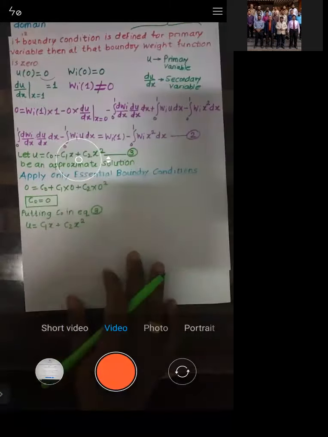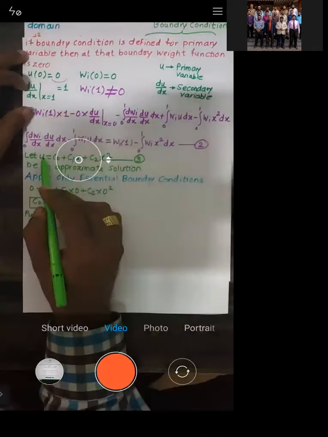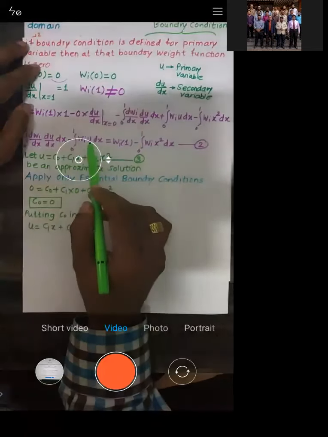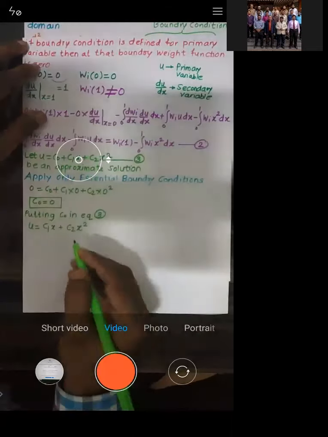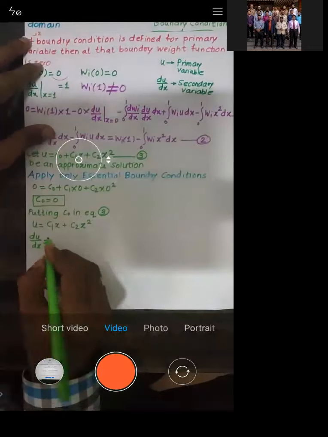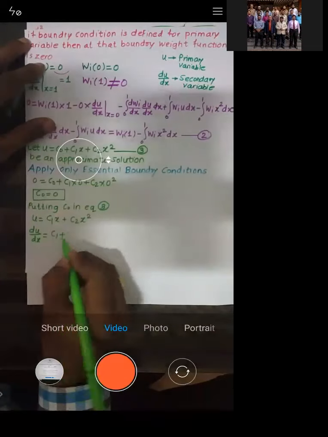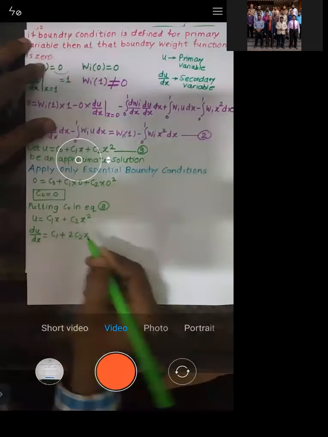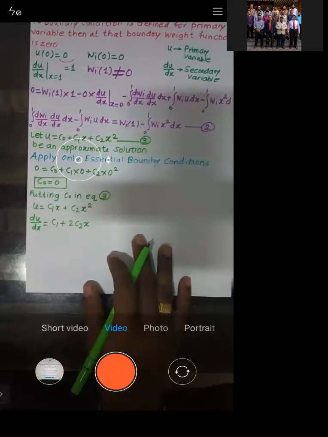Now you can see in the problem, we got the value of u. See, in this equation, what is required? We require u, and at the same time we require the derivative of u. So let's do that. What is the derivative of u with respect to x? Differentiate this equation with respect to x. So this is c1 plus 2c2x, right? This is one more equation we will get, du by dx.